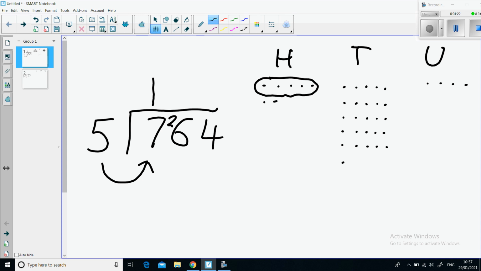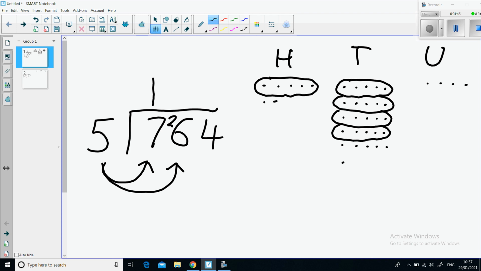The next thing I need to look at is, the 5 tried to get into the 7. You can't do that, so you're going to try now into the 26. So you're doing 26 divided by 5. How many 5s into 26? Again, I'm just going to circle them. So 1, 2, 3, 4, and 5. So I've got 5 groups of 5 in 26.